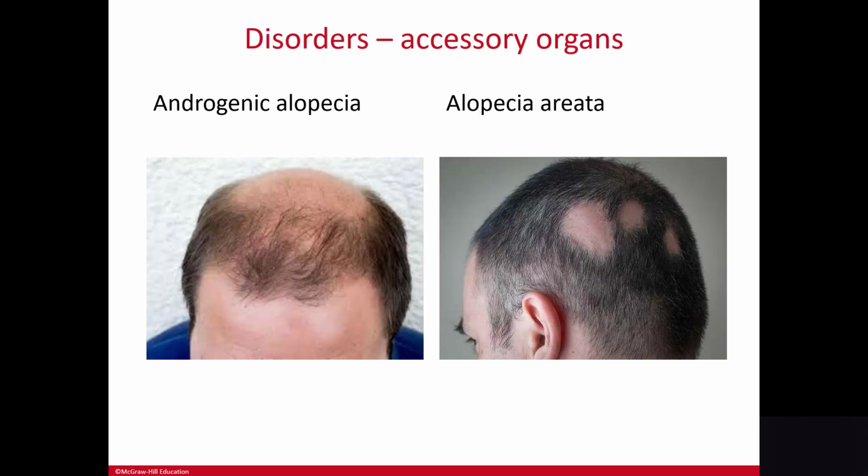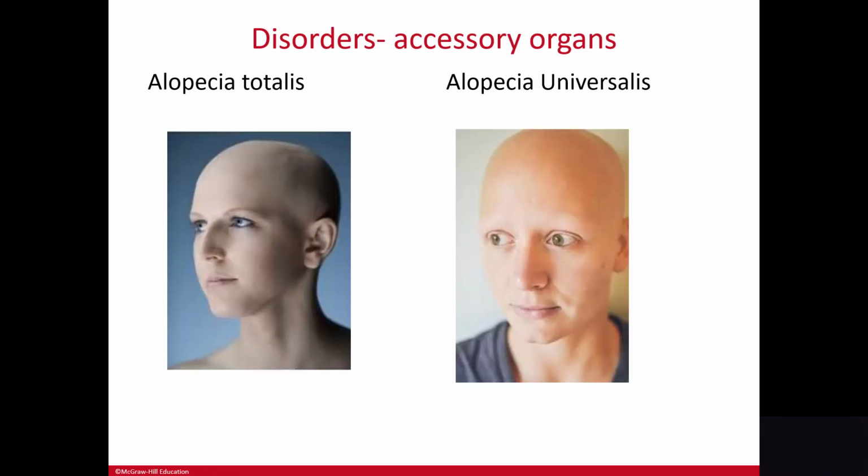Okay, let's talk about a couple of disorders. Alopecia is the term that means hair loss, and there are a few types of alopecia. Androgenic alopecia is the term for male pattern baldness. Andro means male, so androgenic alopecia is what we commonly refer to as male pattern baldness. Alopecia areata refers to patchy hair loss.